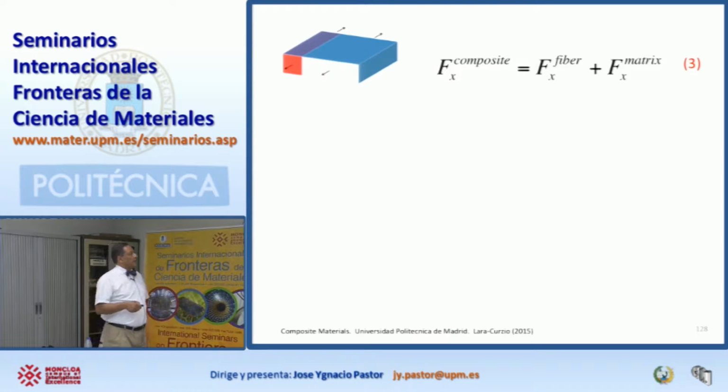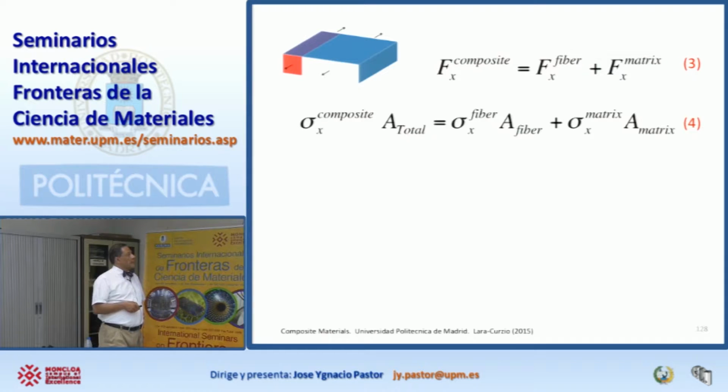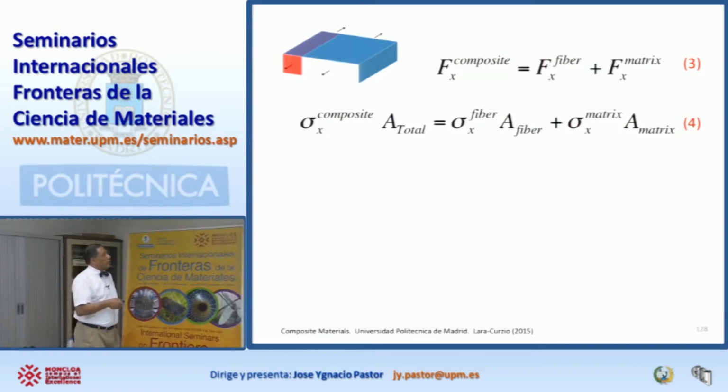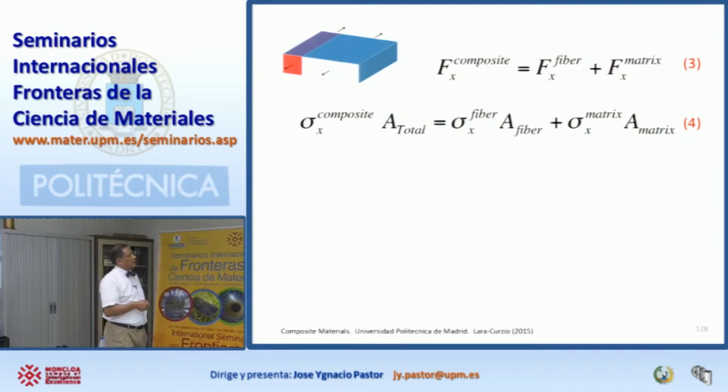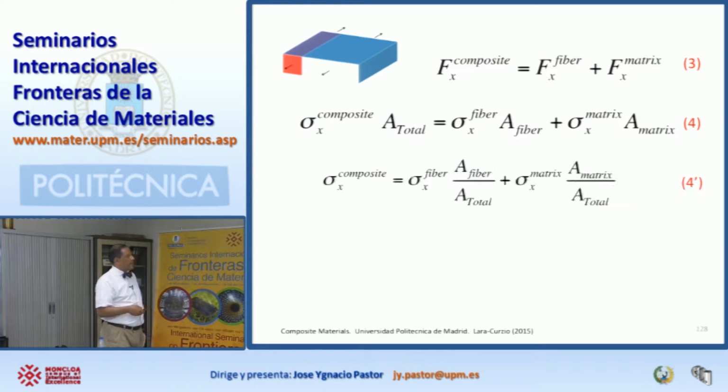So because everything is in equilibrium, the force carried by the composite is going to be equal to the sum of the force carried by the fibers plus the sum of the forces carried by the matrix. And if we reorganize those equations, we rewrite this equation. Remember that the forces are the product of the stress times the area. So for the composite, we get this. For the fiber, we get this. For the matrix, we get this.